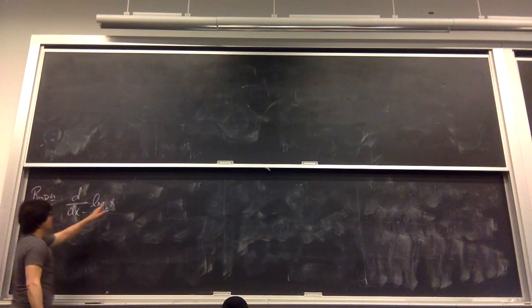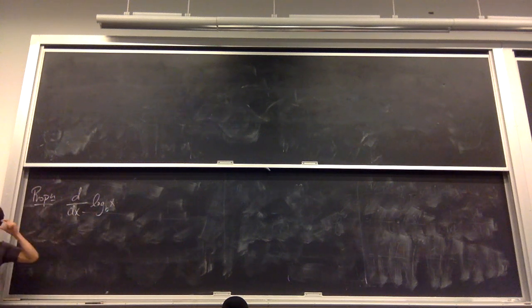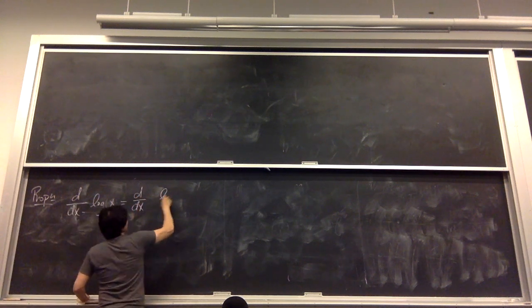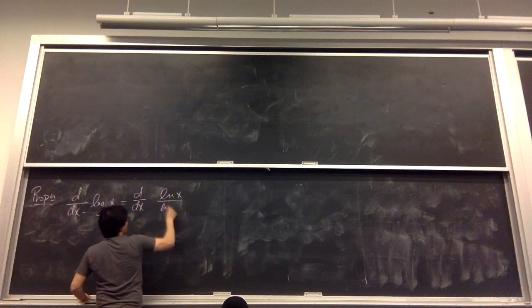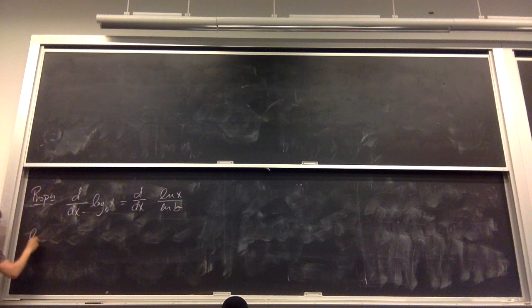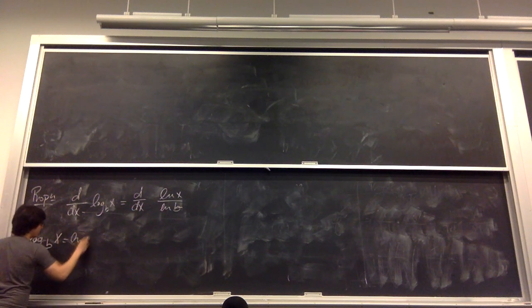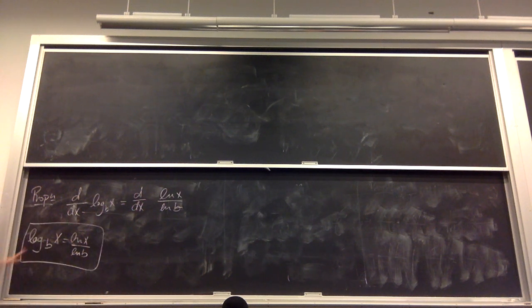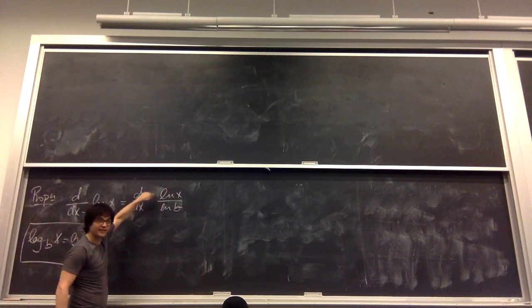Okay, what's another way that we can write this using lns? Ln x over ln b. Exactly. This is ln x over ln b. Does everyone remember that? You have to remember this. Log of x base b is equal to ln x over ln b. This is important. This is how we're going to take derivatives of logs, because I didn't give you a rule for this. I gave you a rule for this.